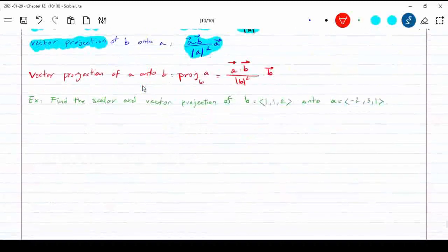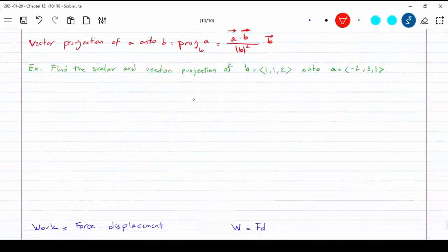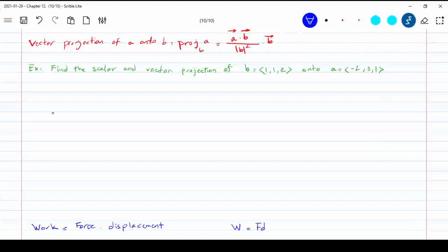Okay, so here's an example. Find the scalar and vector projection of B onto A. So what is the scalar projection?